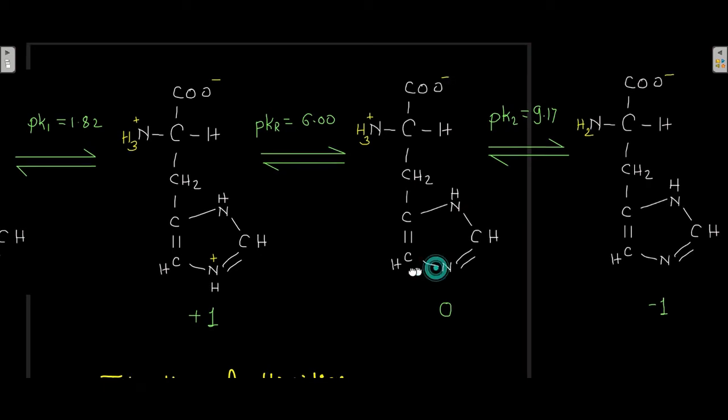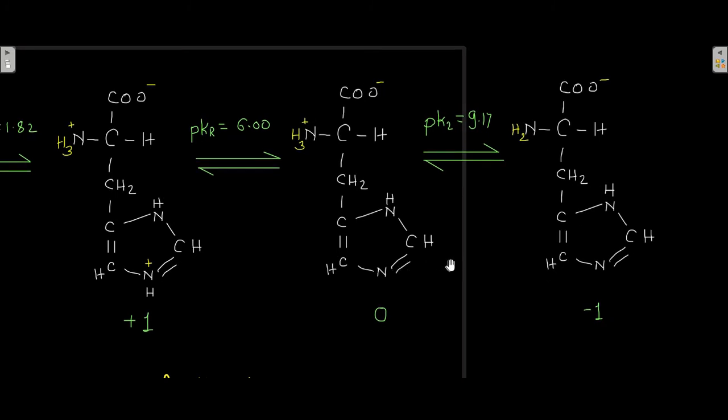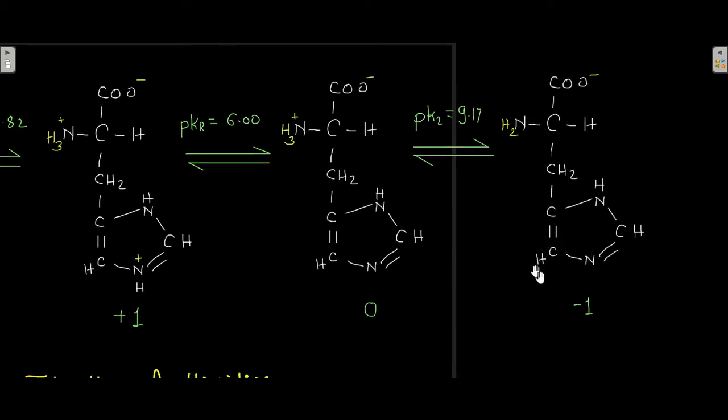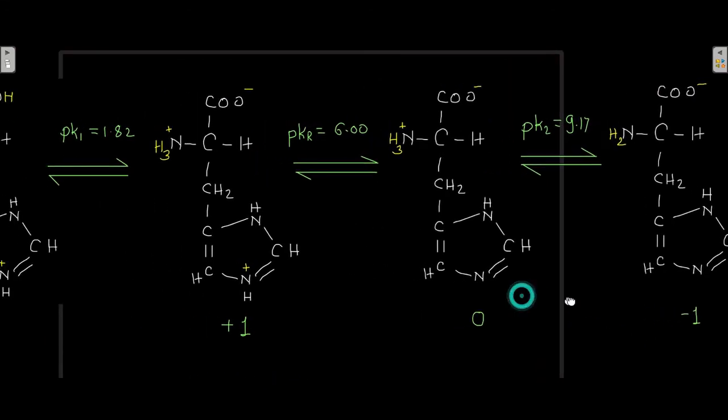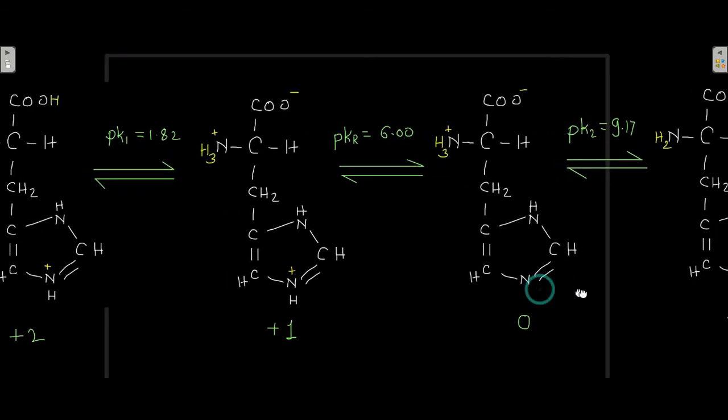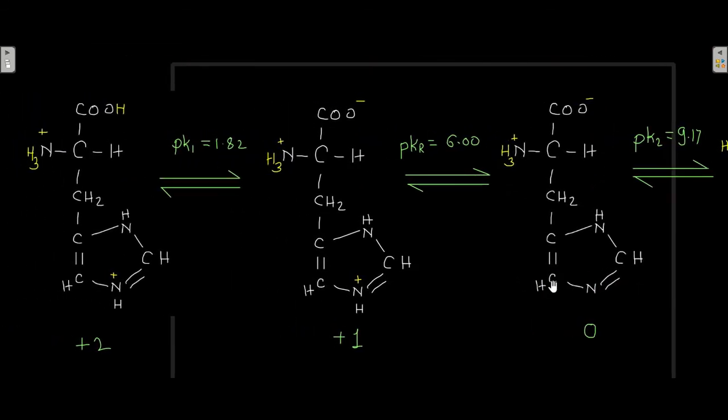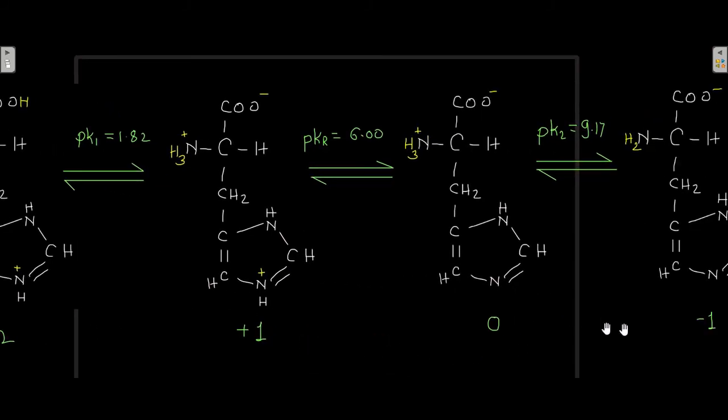And if you increase the pH further, then the proton of the amino group is also lost, and now you have the net charge as -1. Okay, so that is how the titration of this histidine molecule looks. You start with +2, then +1, 0, and at last -1.